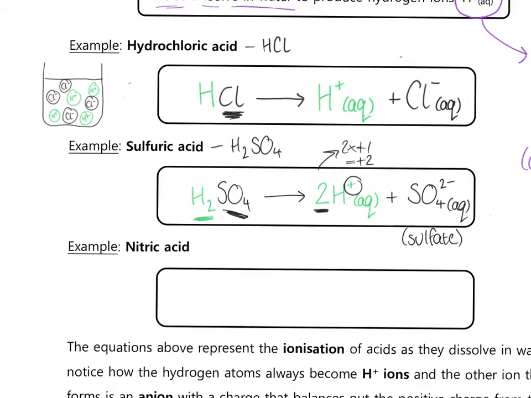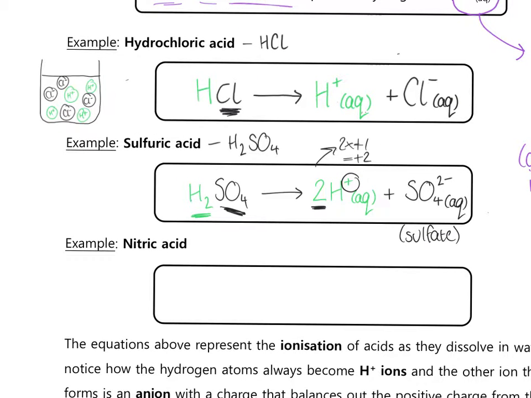Okay, moving on to nitric acid then. Again, its formula is HNO3, and you need to be familiar with that. Why don't you have a go yourself, pause the video and see if you can write the equation for nitric acid dissolving in water, just as we've done with hydrochloric and sulfuric acid. So pause the video, give it a go, and then you can replay to check that you've got it right.